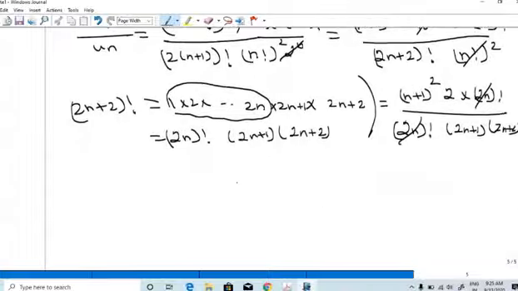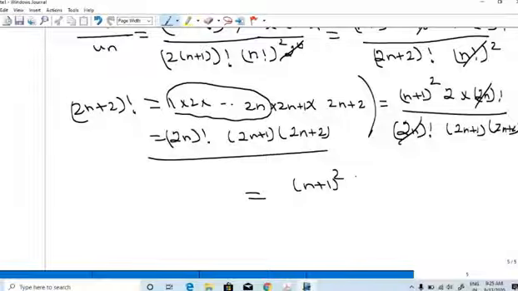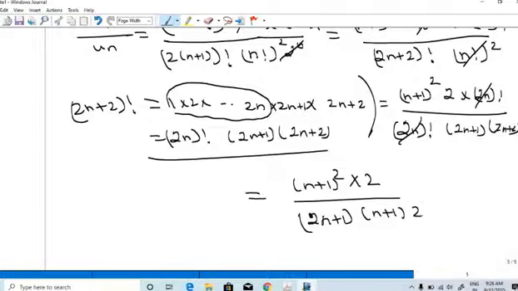Therefore, this is equal to (n plus 1) square into 2 by 2n. You can take 2n plus 1 into, if you take 2 outside, therefore n plus 1 into 2. Therefore, these 2 cancel. So again, you can take 2n outside. Again, you can take n outside from here. Therefore, if we take n outside from the numerator, we get n square times 1 plus 1 by n square.